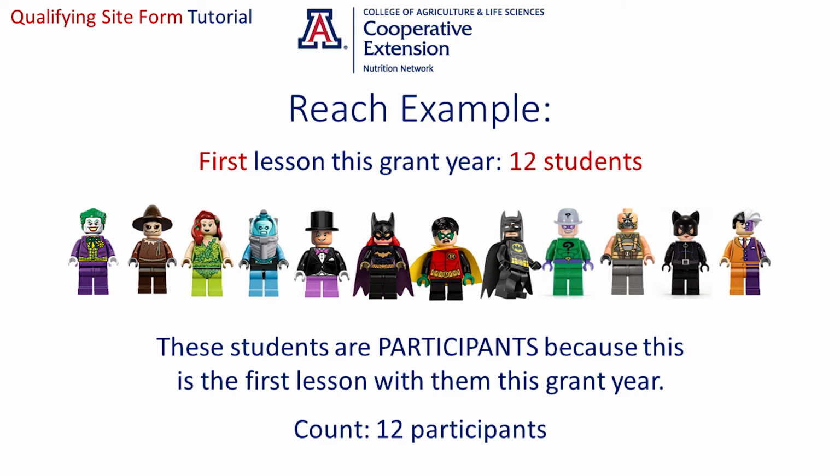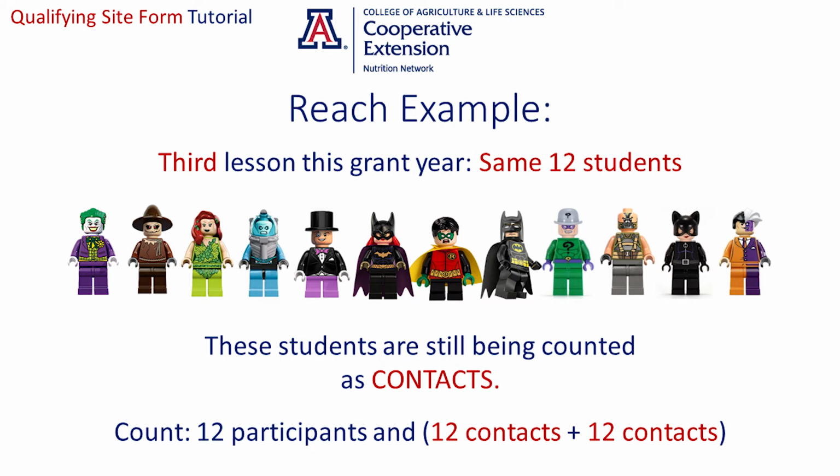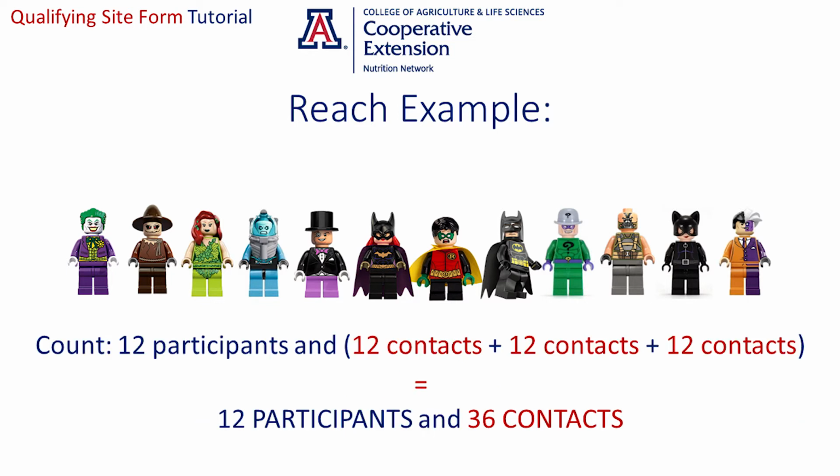For instance, if you have a class of 12 students that you plan to teach 4 lessons to, and you estimate that they will show up for all 4 lessons, you would have 12 participants on the first lesson and 12 contacts each for the second, third, and fourth lessons. Overall, you would have 12 participants and 36 contacts, because contacts are only counted after the first time they are taught.